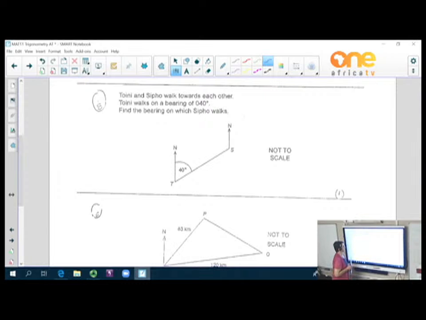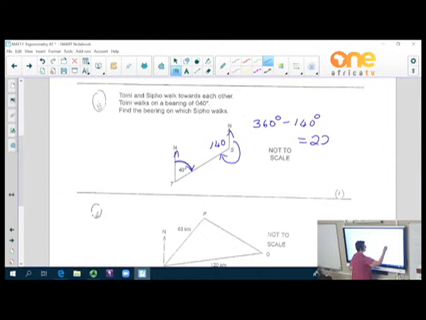Bearings is also still a problem. Thandi and Sipho walk towards each other. Thandi walks on a bearing of 40 degrees, north clockwise. Find the bearing on which Sipho walks. Now, this is the bearing that we need to find, north clockwise. This one is 140 degrees because it's parallel lines there, co-interior angles, but that's not what you want. You want this one. So it is 360 degrees minus 140 degrees, and my answer for that one is 220. Very few had it correct.